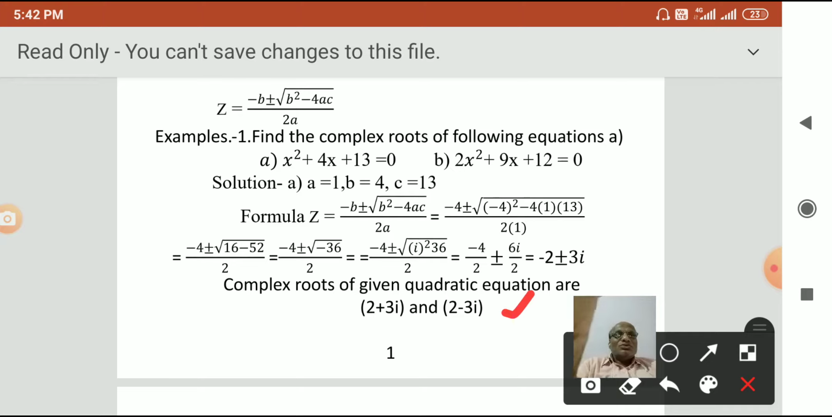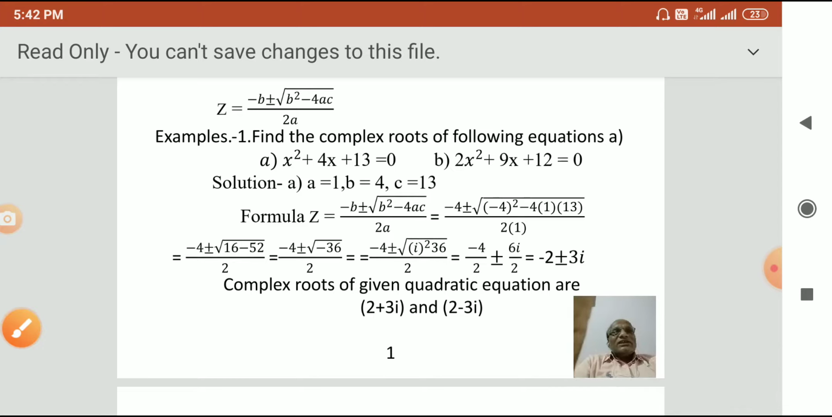So we separate this and we write the first root is minus 2 plus 3i and the second root is minus 2 minus 3i. So the quadratic equation is x square plus 4x plus 13 equal to 0, and its complex roots are minus 2 plus 3i and minus 2 minus 3i.